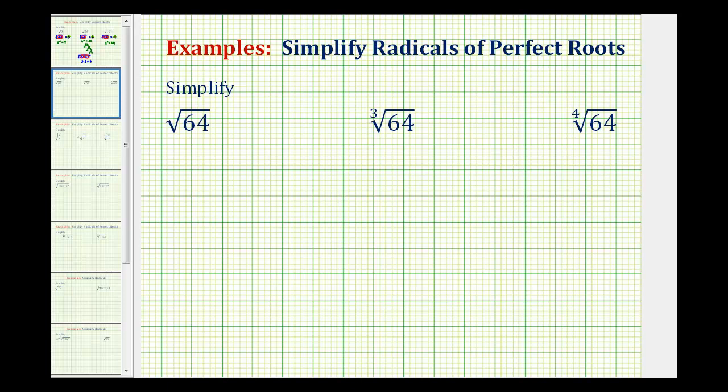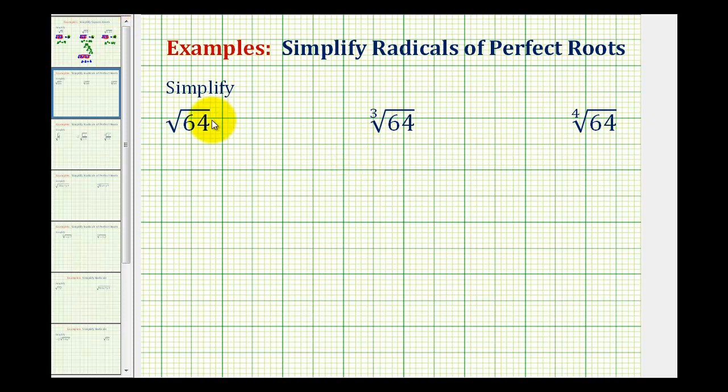We want to simplify the given radicals. Here we have the square root of 64, the cube root of 64, and the fourth root of 64. A radical is not considered simplified if the number underneath the root, called the radicand, has nth root factors, where n is the index of the radical.